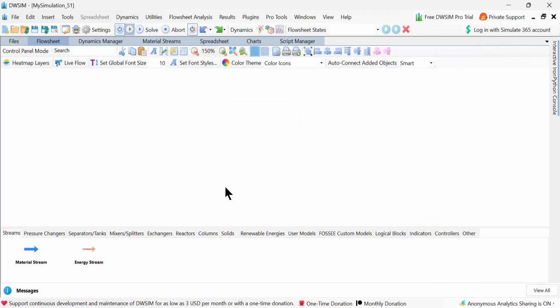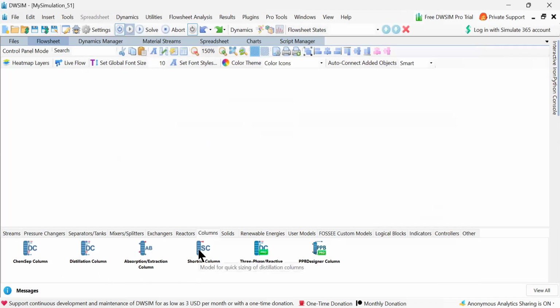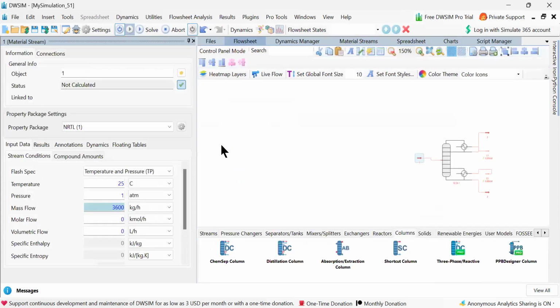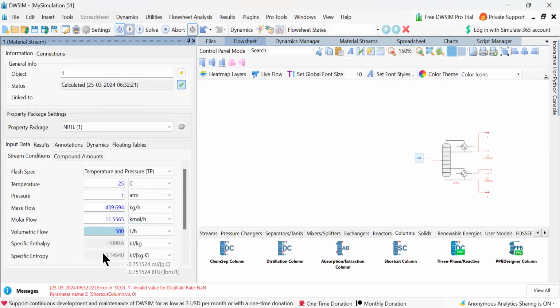First I go to the columns, and then I get the shortcut column. Then go to the feed: 25 degrees centigrade, pressure is 1 atmosphere. I convert the flow into liters, and I give, suppose, 500 liters per hour. It is already taking the values here.